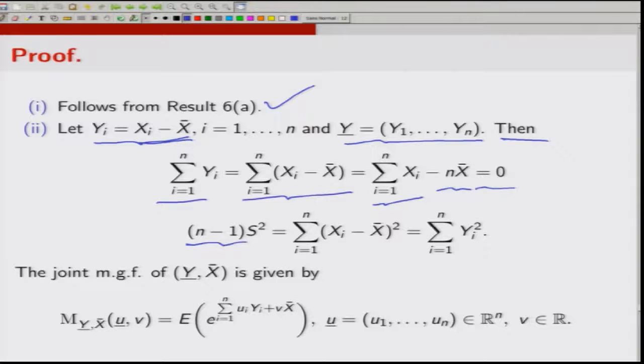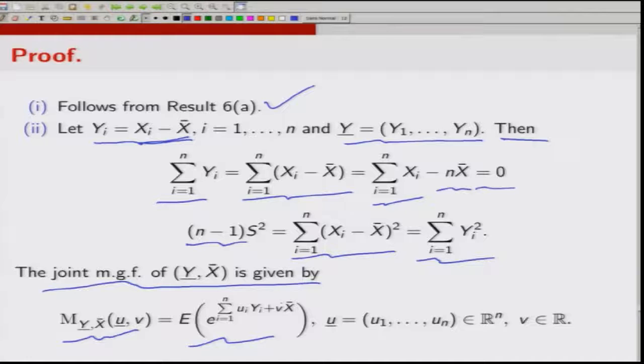N minus 1 s square is summation xi minus x bar whole square, which is summation yi square. So I consider the joint MGF of y and x bar, and by considering that, I'll prove that y and x bar are independent. So my M y,x bar (u, v) is the same as the expected value of e to the power summation i equal to 1 to n ui yi plus v x bar, for u in R^n and v belonging to R.